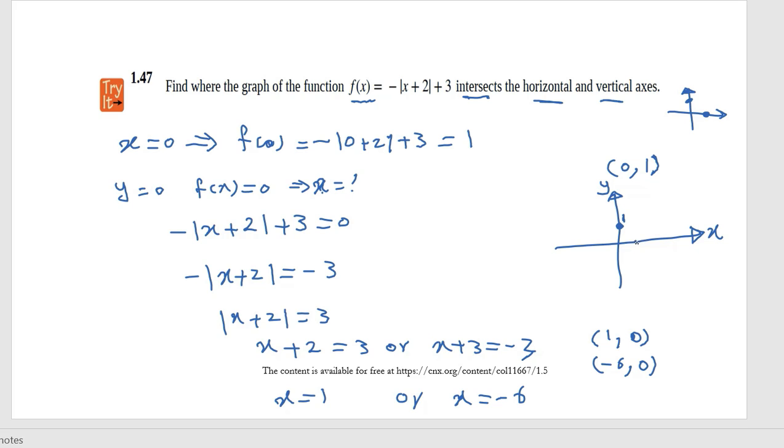(1, 0), (-6, 0). These are the points that the graph intersects the y and x axis. So the graph will look like this.